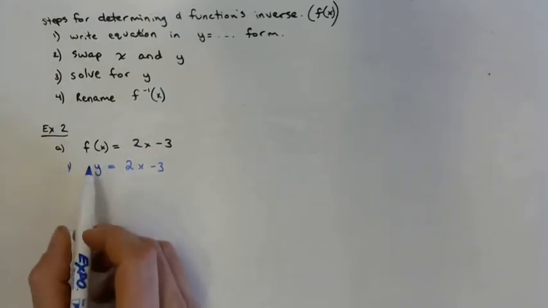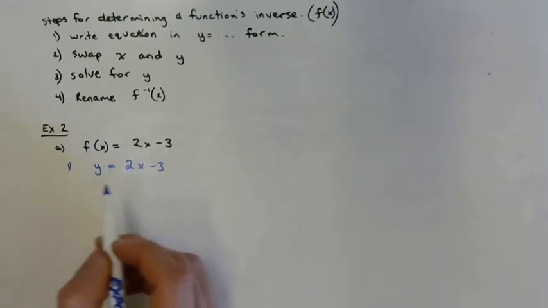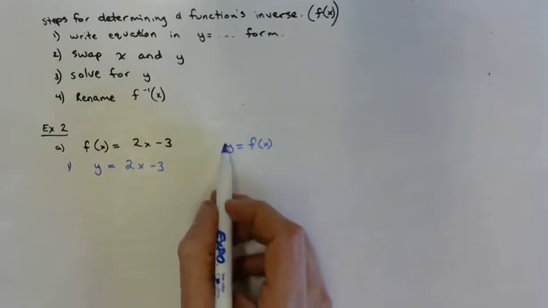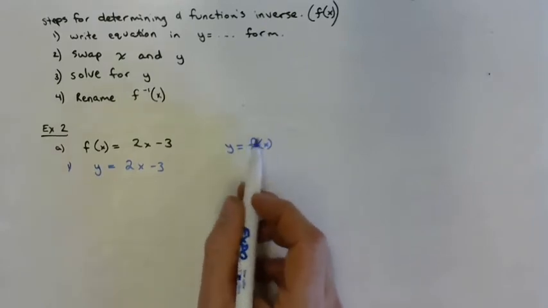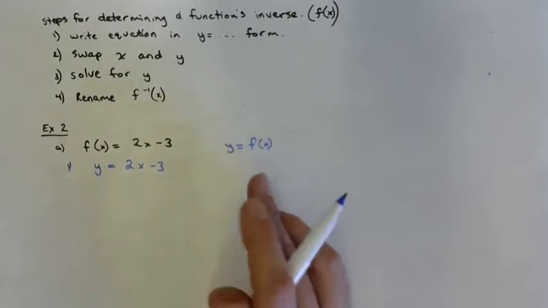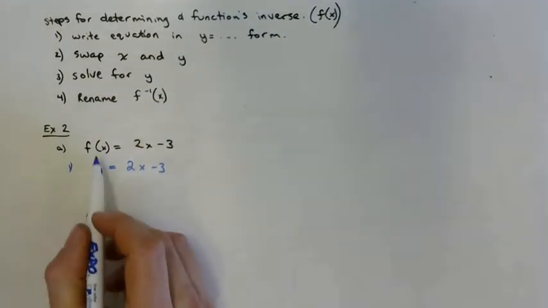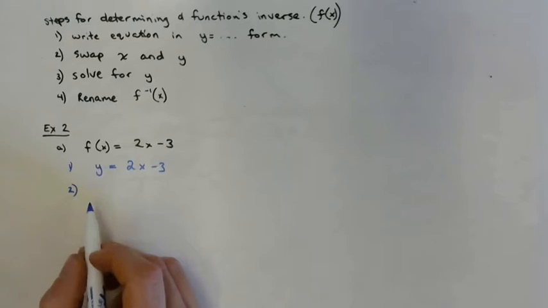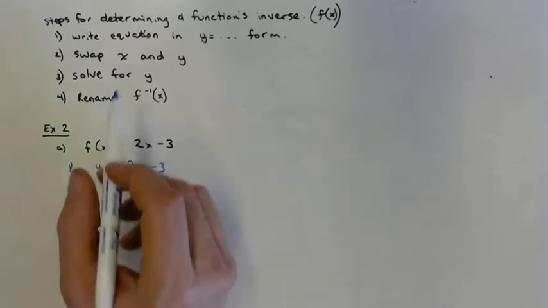Now nothing new is there. For all intents and purposes, f of x is just another name for y. We often write y equals f of x. It just means the graph of the function is determined by this function. So subbing out f of x and y is the same. Nothing has happened.